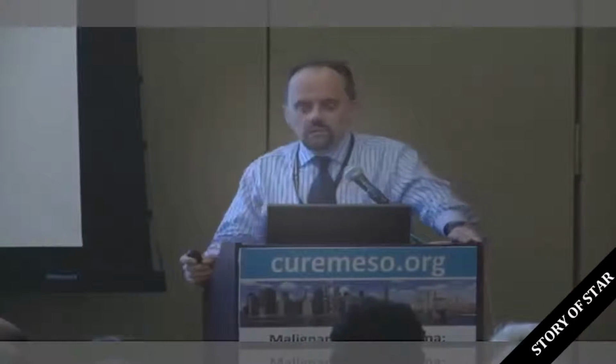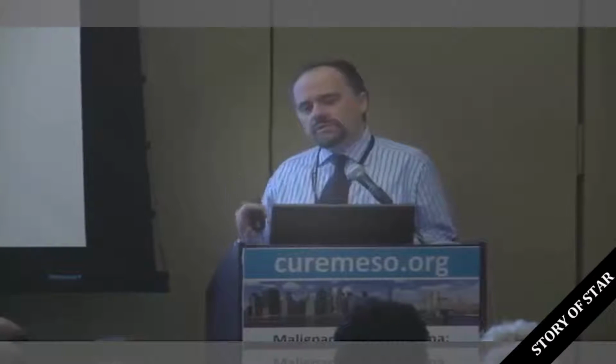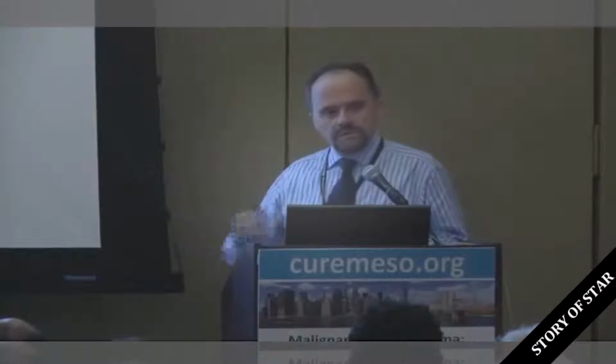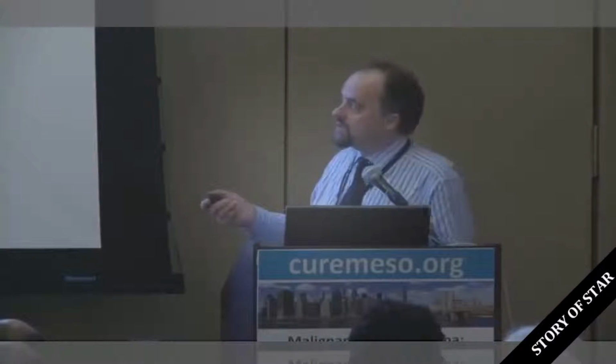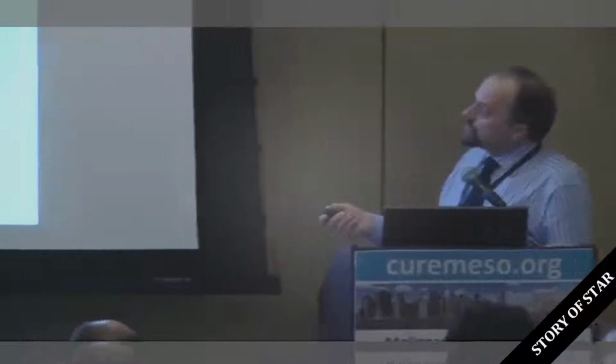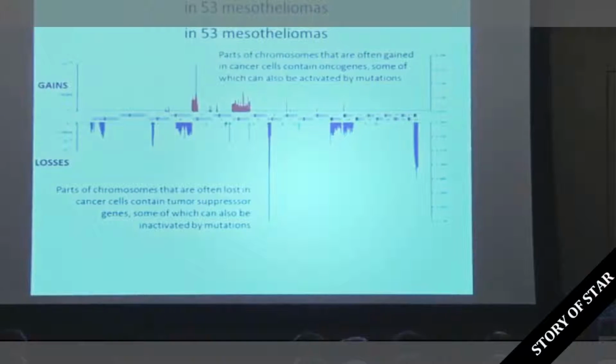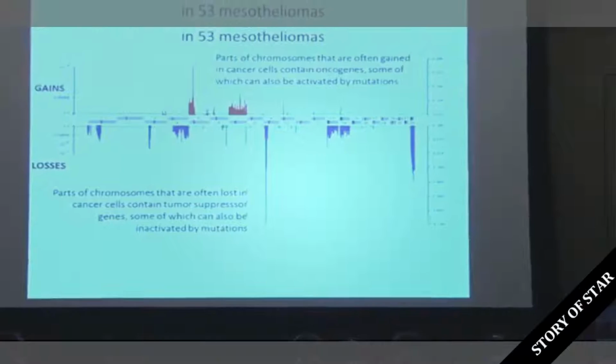So, and I'm really compressing this story, but what we did was we took these 53 mesotheliomas and we measured the DNA content for each chromosome in these 53 samples, and then tried to understand if there are some parts that were more often gained than by chance and some parts that were more often lost than by chance. And this is shown here. So here you have your chromosomes lined up from chromosome 1 to 22, kind of end to end. And the parts that were significantly gained are shown on top, and the parts that were significantly lost are shown on the bottom.